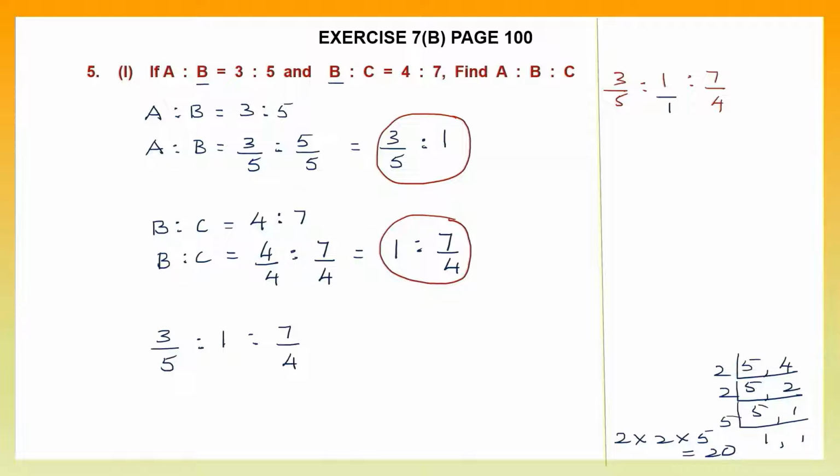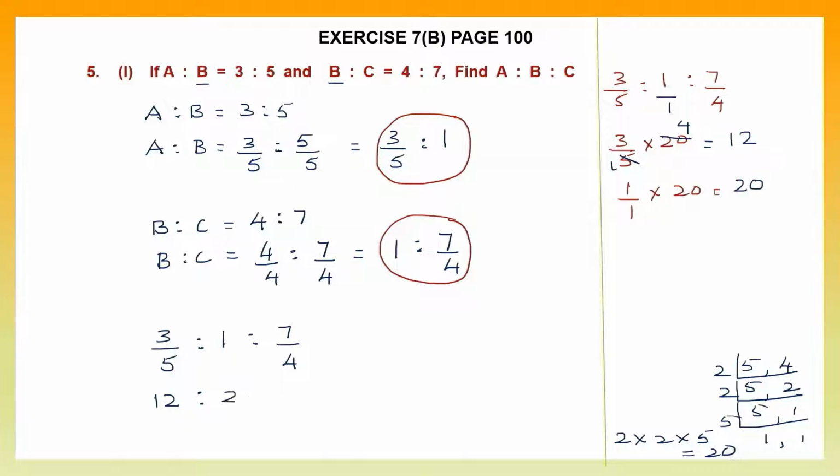Now I'm going to work with that. 3 by 5 into 20. So cancel. 5 1s are 5, 5 4s are 20, 4 3s are 12. So my first portion of the ratio is 12 is to, next one is 1 by 1, isn't it? So 1 by 1 into 20 is simply 1 into 20, nothing to be cancelled, it's just 20.